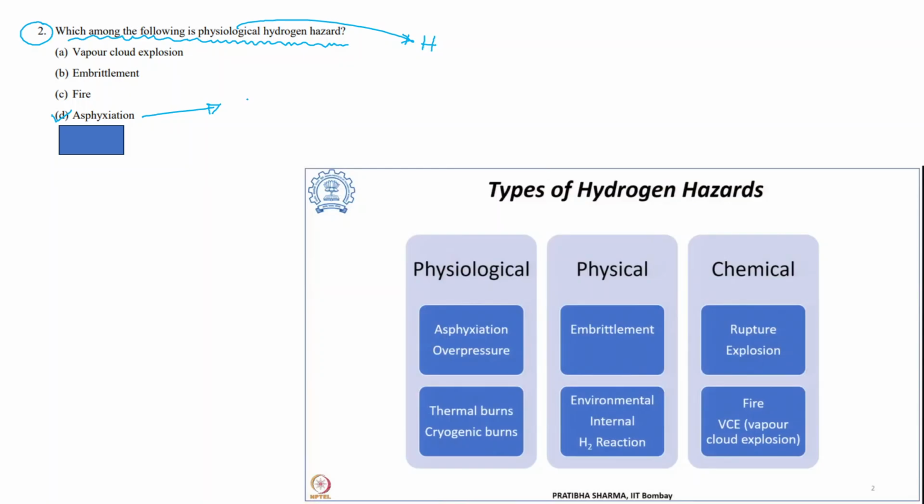pulse rate will be high, or maybe there is a problem in the respiration system, and it may be that when a high amount of hydrogen is in a confined zone, there will be less oxygen, a lower percentage of oxygen. If it is below 8% oxygen, it will lead to human death also. So asphyxiation is related to human health hazards. So option D is the right answer.